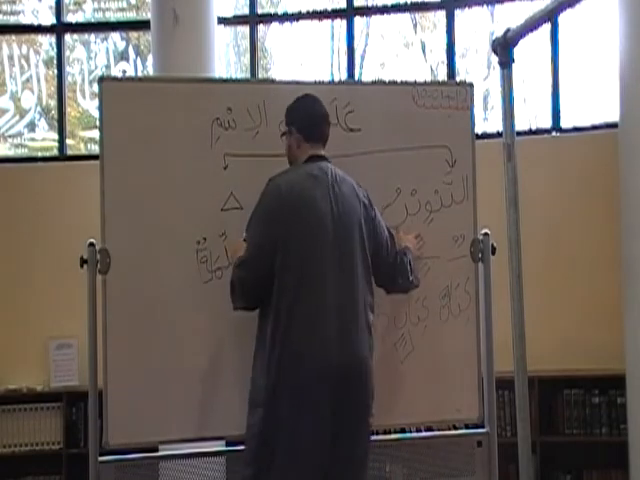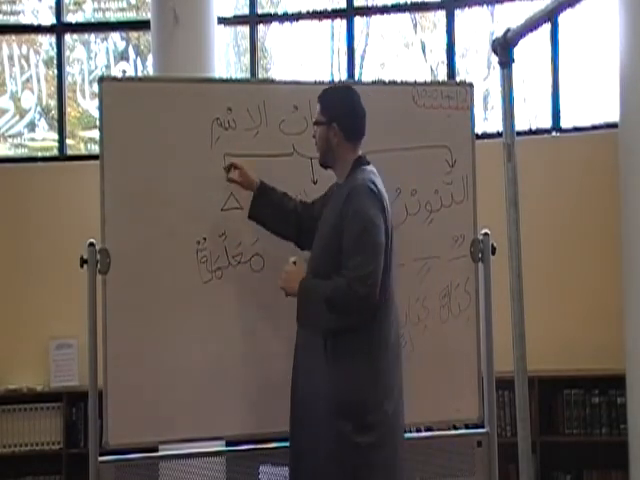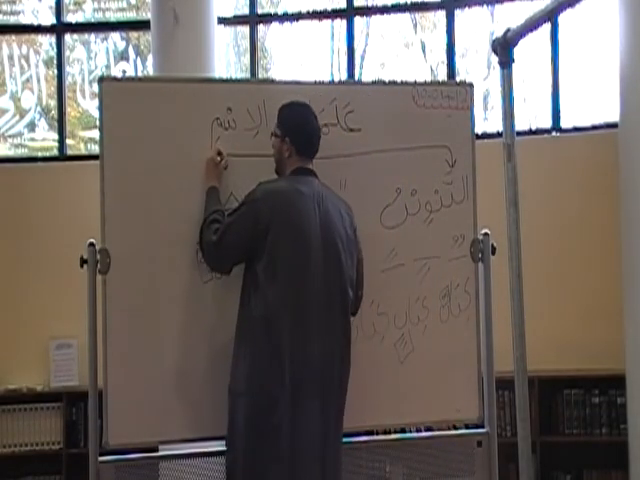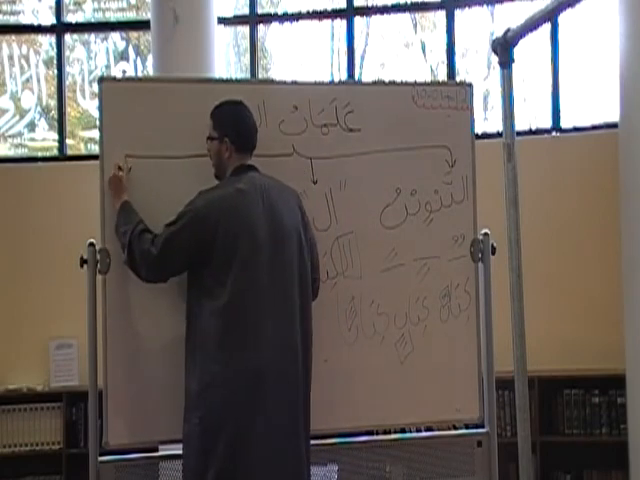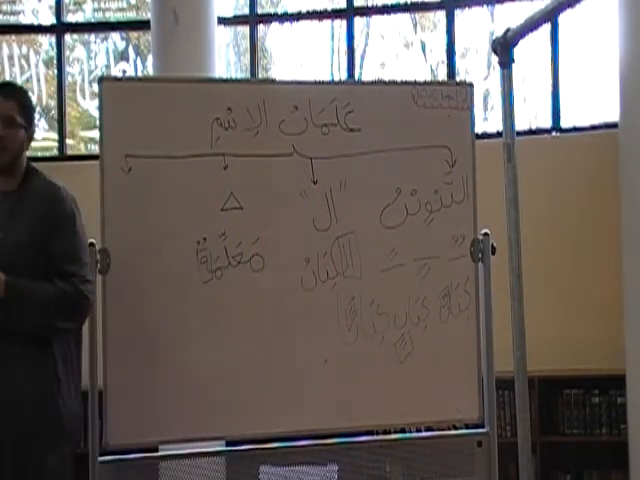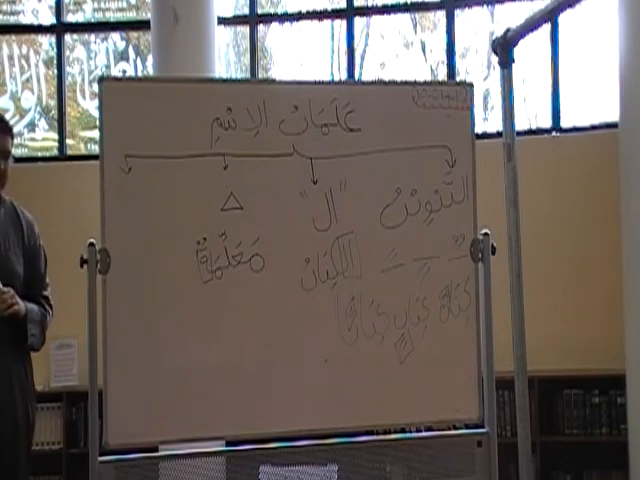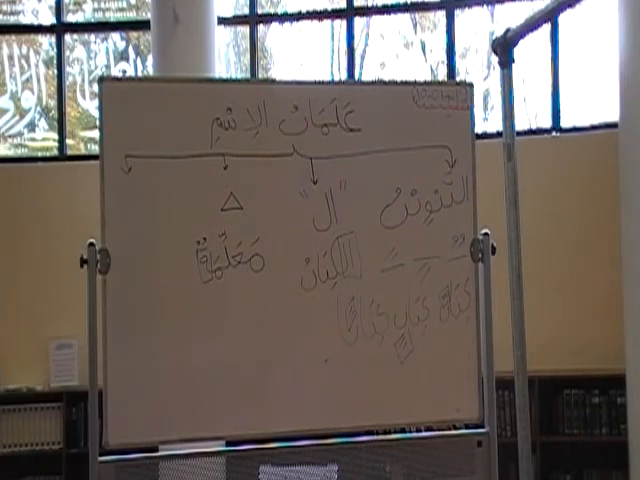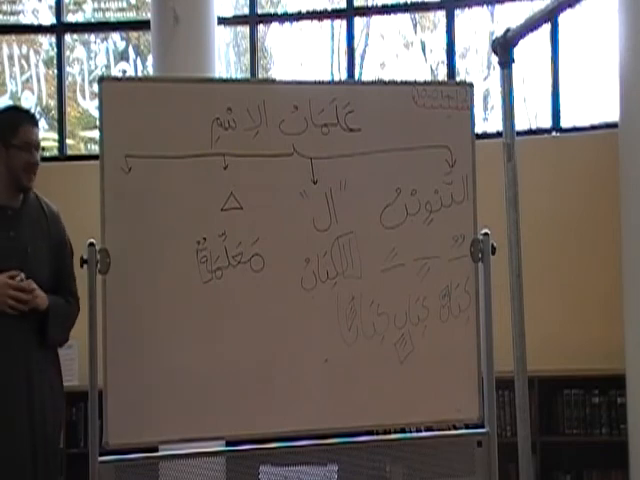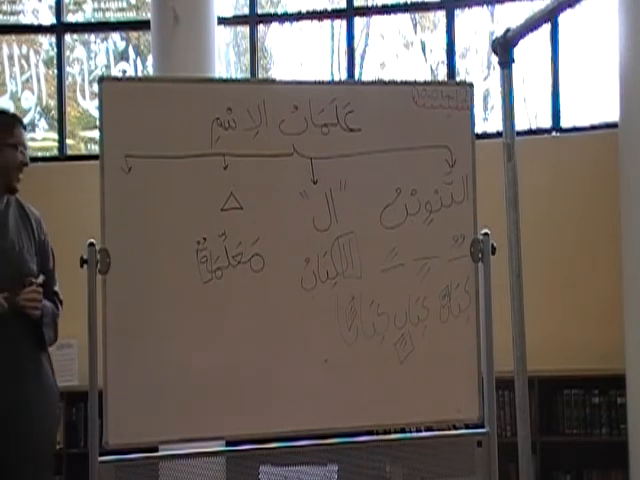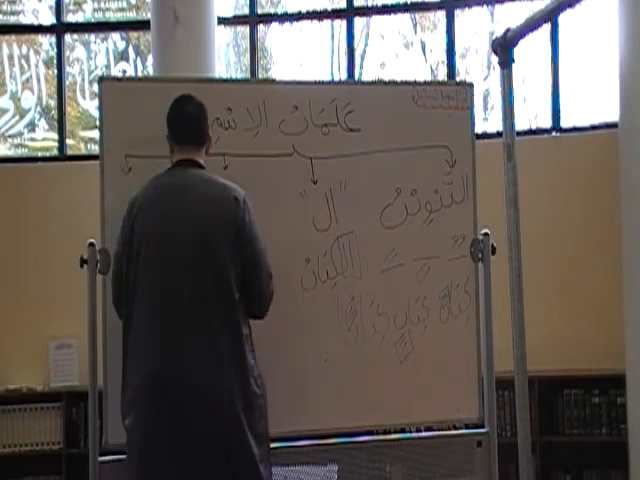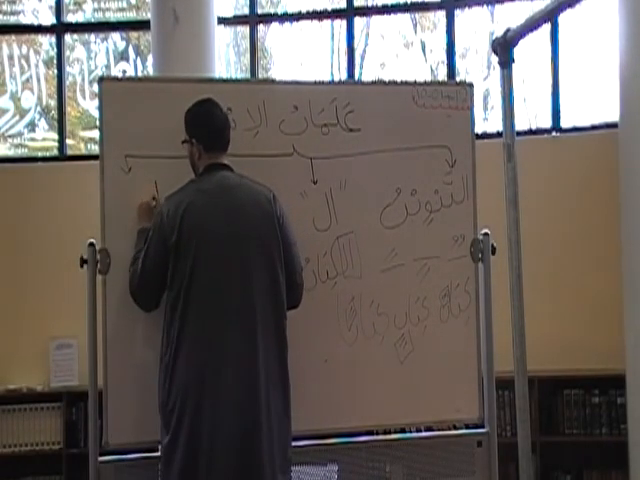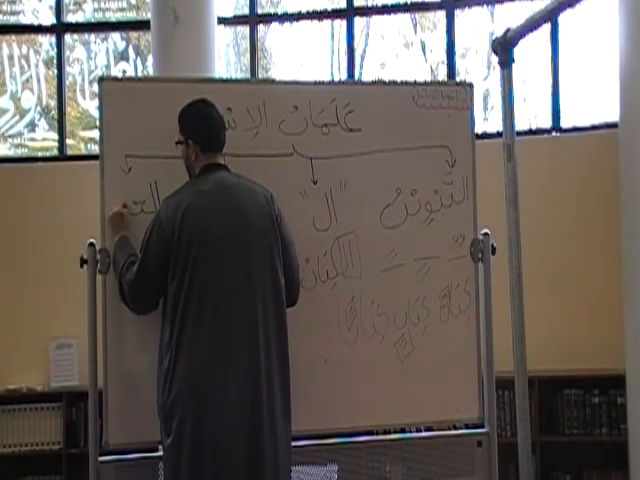This is the foundation right here. But there's a fourth sign that you'll study later in the course. Does anyone know what it is? What's the fourth sign that indicates that a word is an ism? Al-jar.